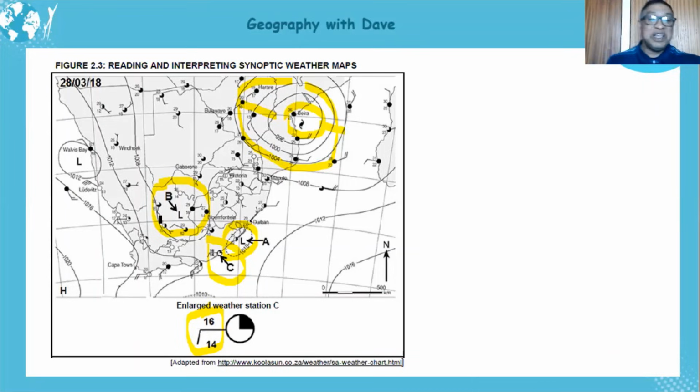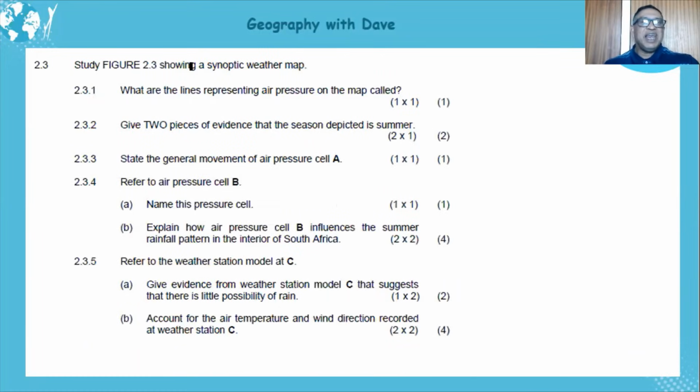All right, so let's look at how we answer it down here. And you notice you can answer all these questions, because there are some nice questions which are relevant. Okay, so let's look at the questions. What are lines representing the air pressure on a map called? Okay, can you see how nice the examiners are? They don't kill you. They bring in some nice, simple concepts. Isobars. You understand? Okay, you know it already.